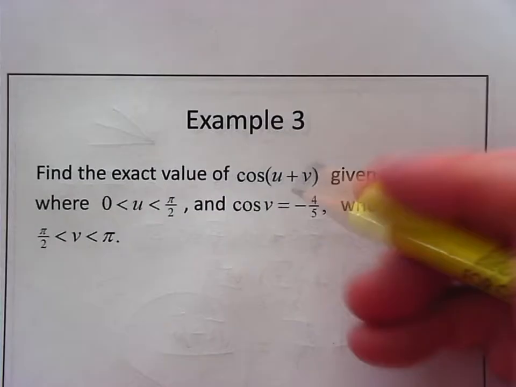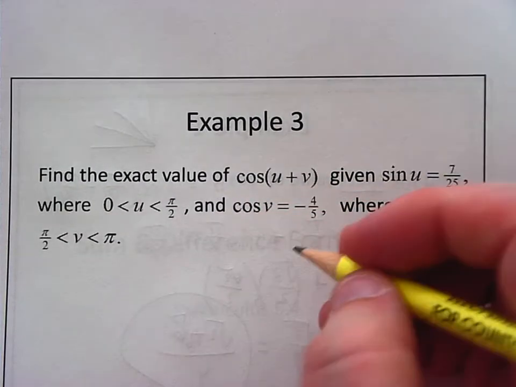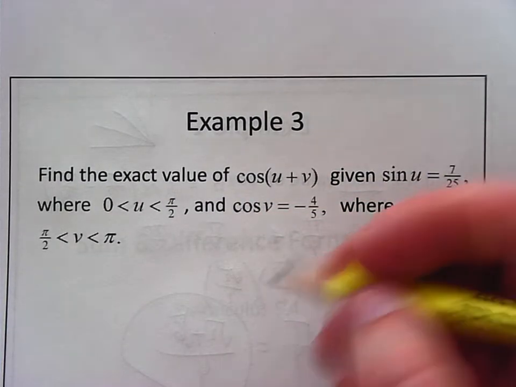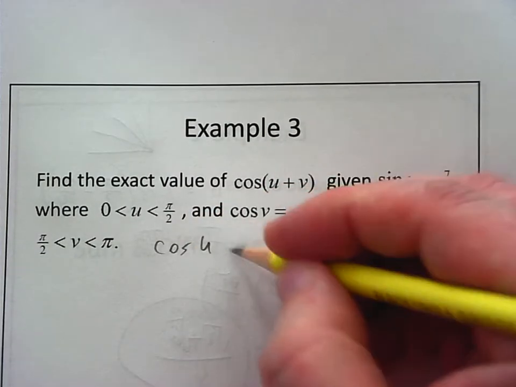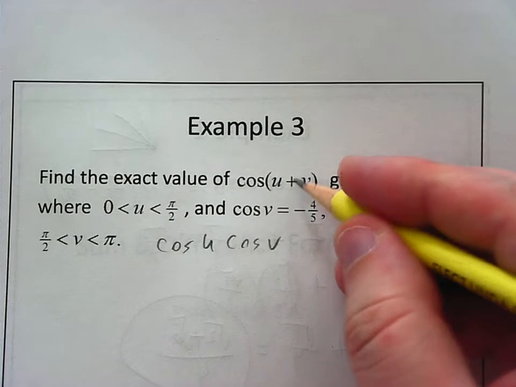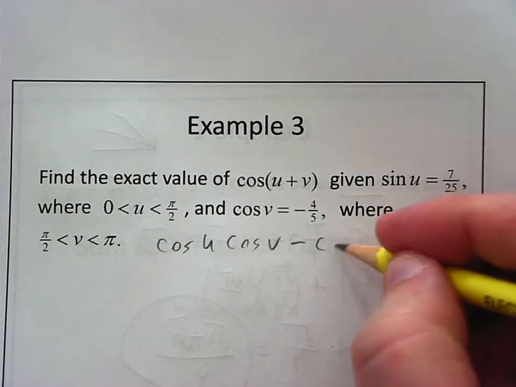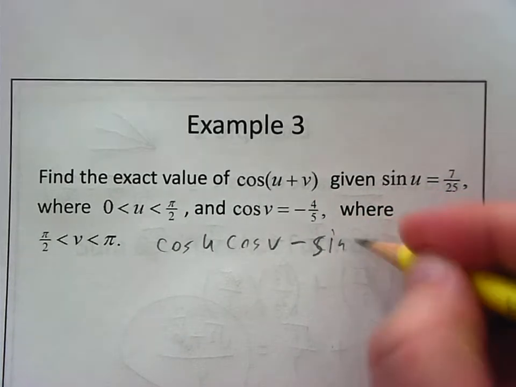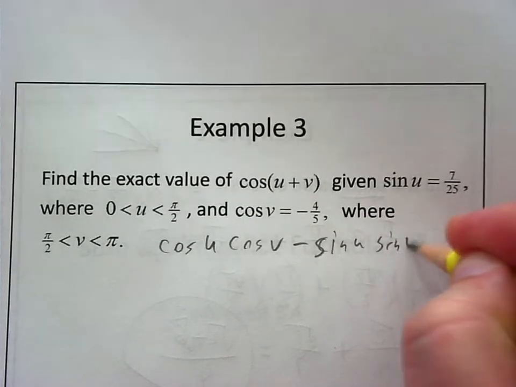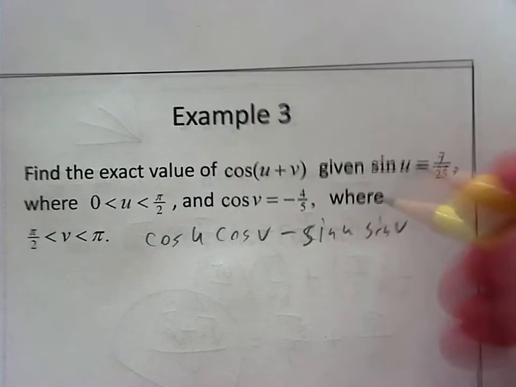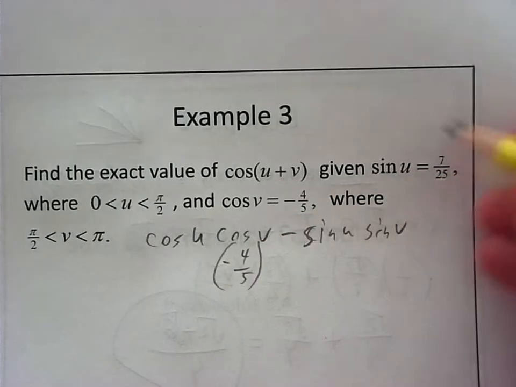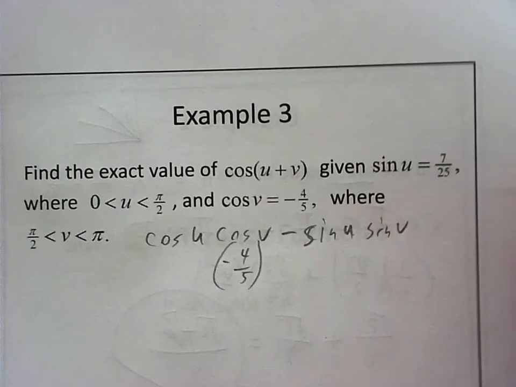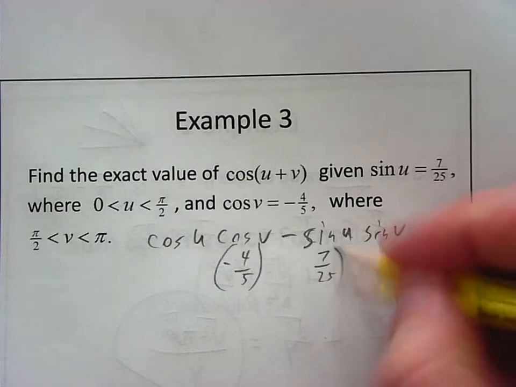So the idea is if I want to do u plus v, well, I'm going to jump straight to that formula. Well, that's going to be cosine of u times cosine of v. Because this is plus, it's going to be minus sine of u times sine of v. And I can plug in some of these now. I know the cosine of v is -4/5. I know the sine of u is 7/25.